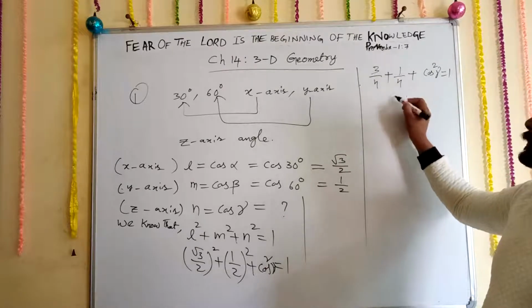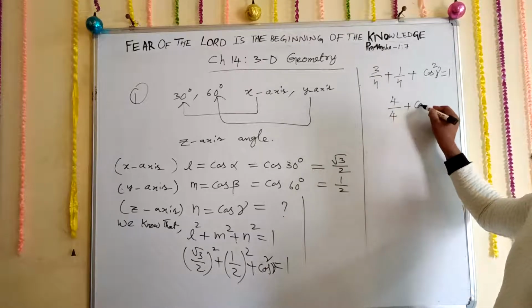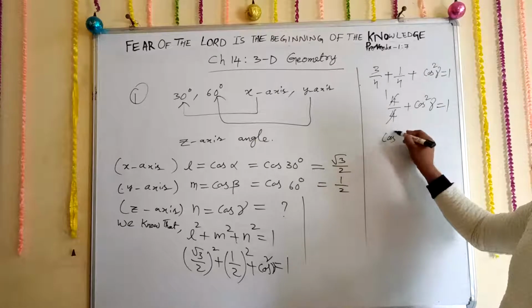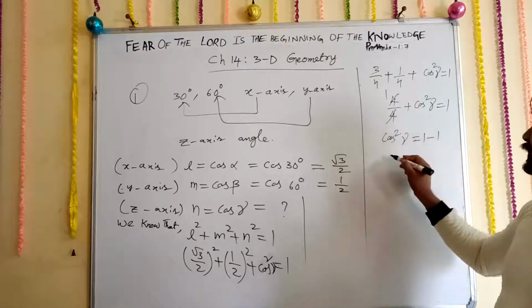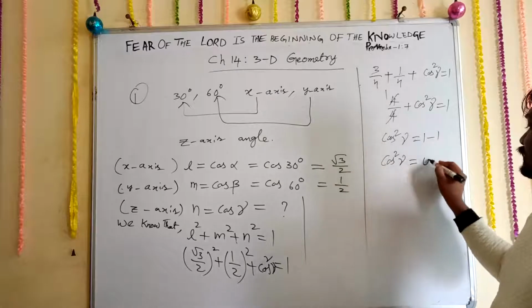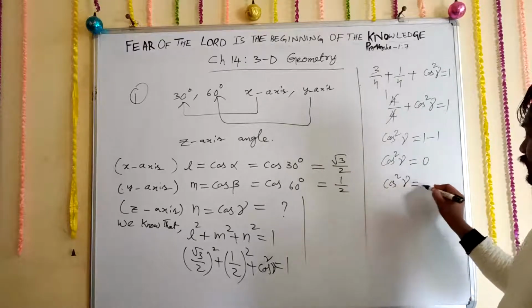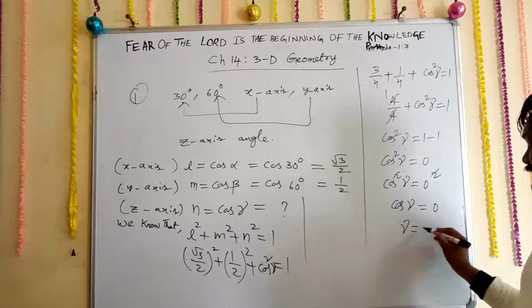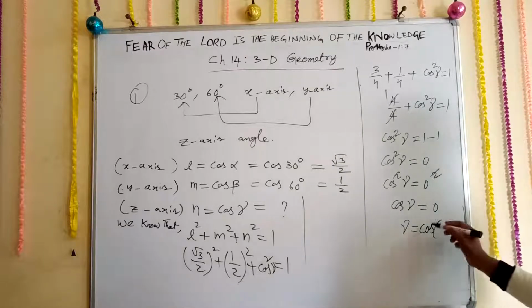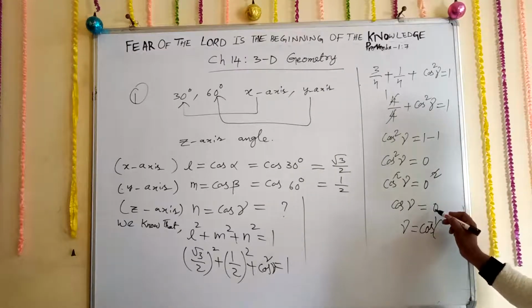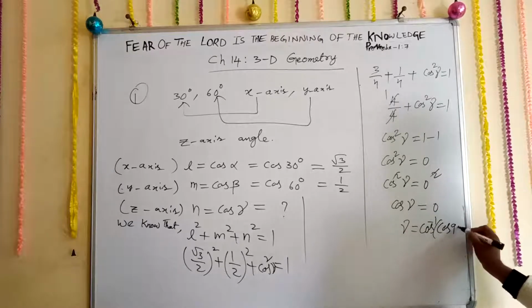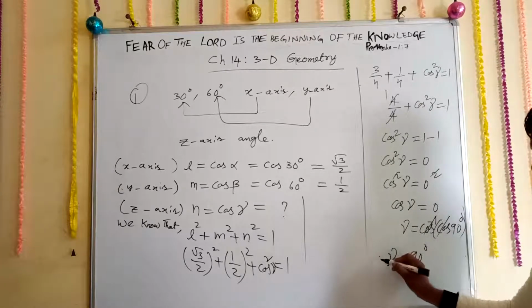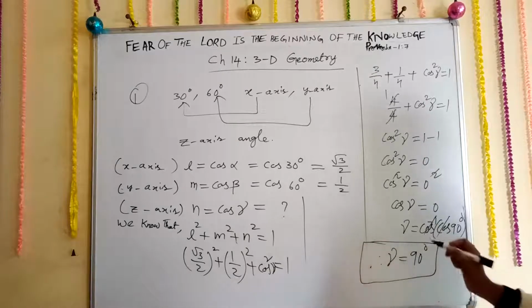3 plus 1 is 4, so 4 upon 4 plus cos square gamma is equal to 1. This becomes 1 plus cos square gamma equals 1. Take the 1 to the other side: cos square gamma is equal to 1 minus 1, so cos square gamma is equal to 0. Square cancels, cos gamma is equal to 0. Gamma is equal to cos inverse 0, and that comes at cos 90 degrees. So cos inverse gets cancelled and gamma is equal to 90 degrees. In this way we'll find the angle.